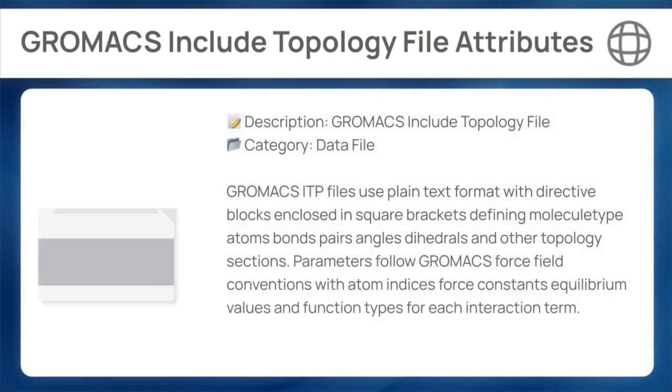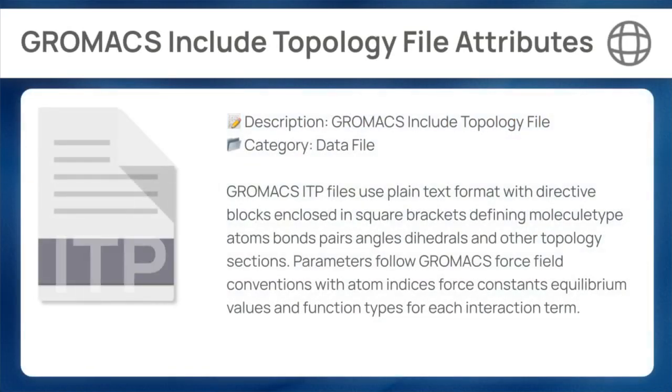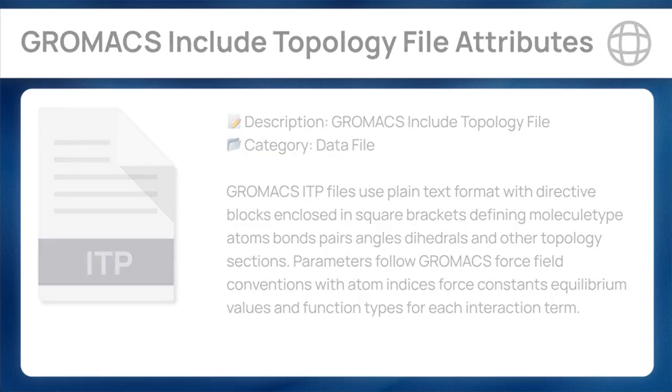GROMACS ITP files use plain text format, with directive blocks enclosed in square brackets, defining molecule type, atoms, bonds, pairs, angles, dihedrals, and other topology sections. Parameters follow GROMACS force field conventions, with atom indices, force constants, equilibrium values, and function types for each interaction term.